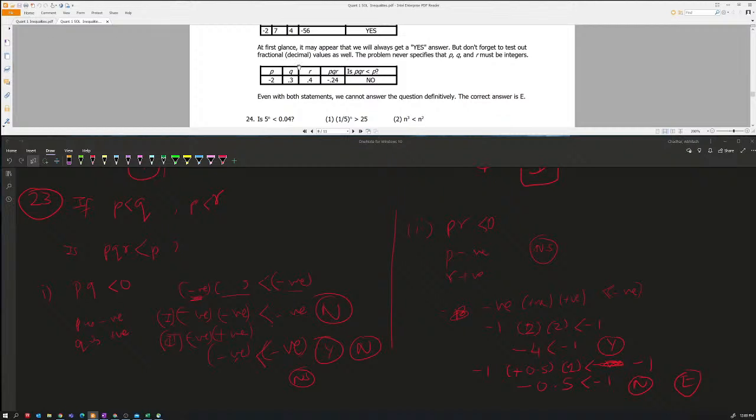It says that at first glance it may appear that you'll always get a yes answer, but don't forget to test out fractional decimal values. That's what we get. And the problem never specifies that P, Q, and R must be integers.